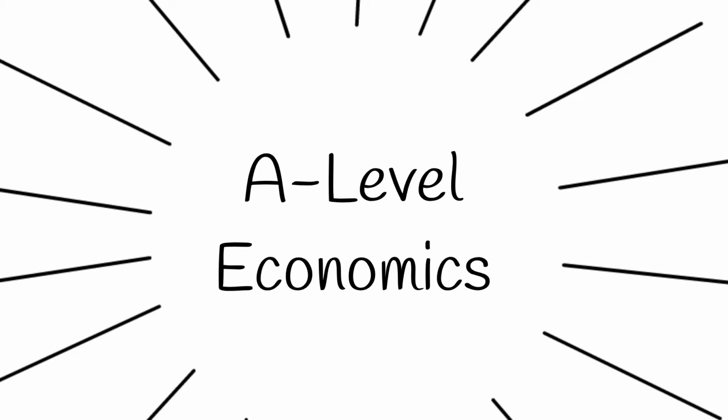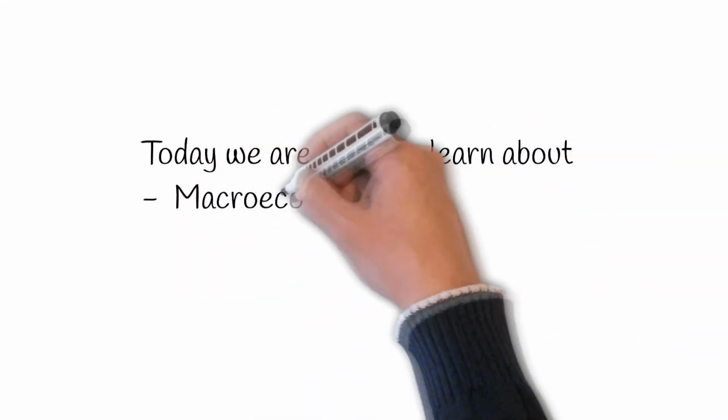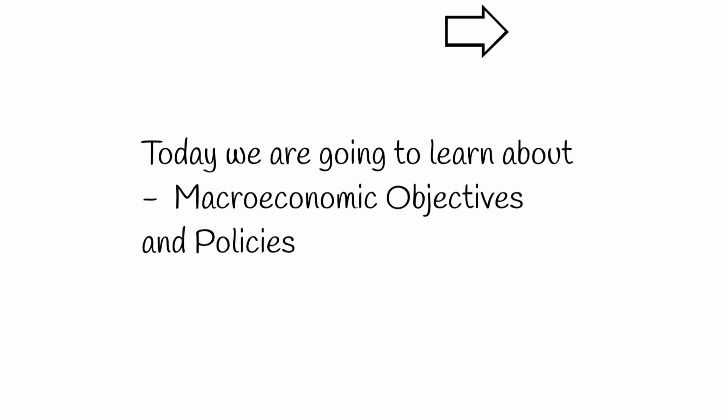Welcome to this video in our series on A-level economics. Topics covered today are as follows. 2.6, Macroeconomic Objectives and Policies, Part 2. This will be a short case study of the Great Depression and the 2008-09 global financial crisis. If you haven't seen our previous videos, click on the card above.